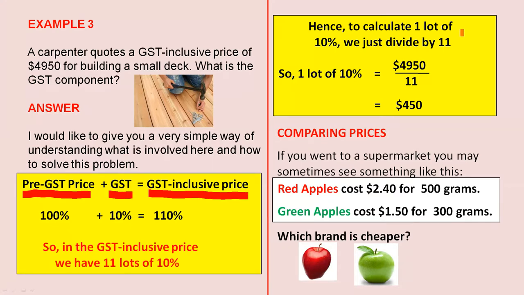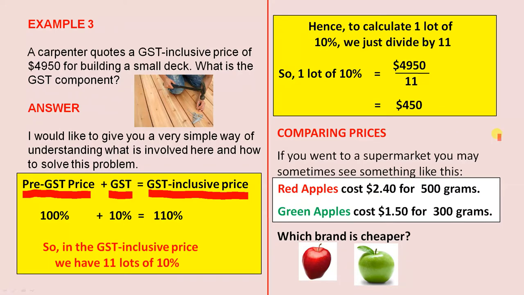Hence, to calculate one lot of 10%, we just divide by 11. So one lot of 10% is $4,950 divided by 11, and that gives you $450. So that is the GST. So don't get trapped and just divide the cost by 10. If you divide that cost here by 10, you'll get the wrong answer. So I have set out this very simple way, which is in the yellow box here: you have to divide by 11 to give you the actual GST component.